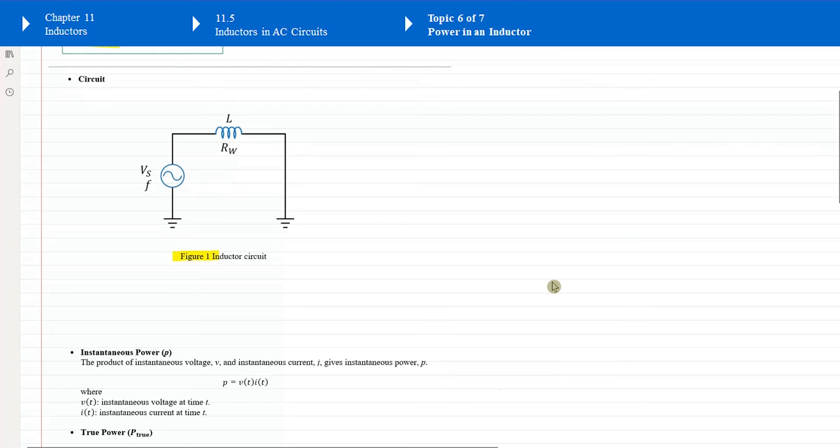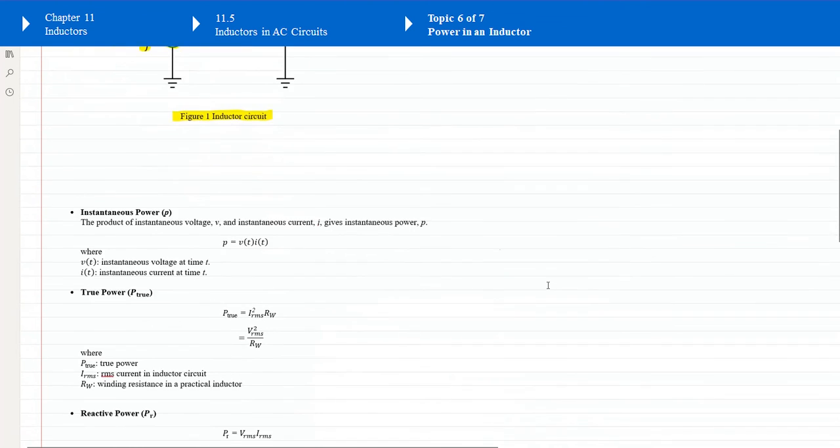Figure 1 shows this inductor circuit. As you can see, there's one AC source, Vs, with frequency f. This source energizes the inductor L, which is here, and this inductor has a winding resistance Rw. If you remember, the winding resistance is the resistance of the inductor due to the resistance of that material.